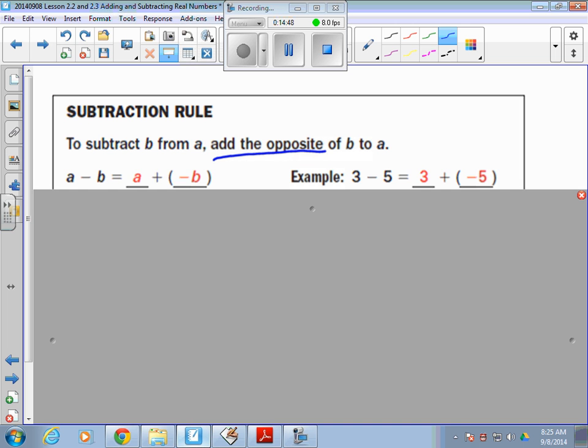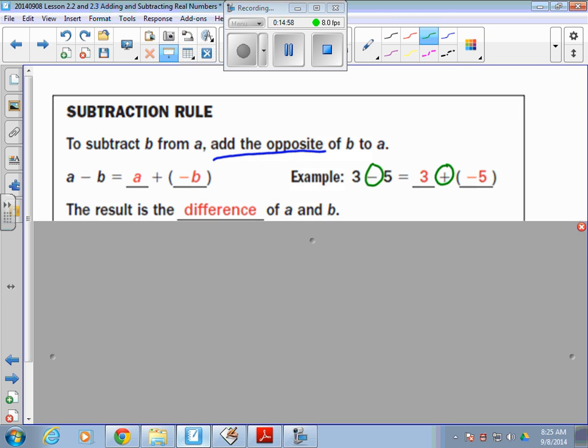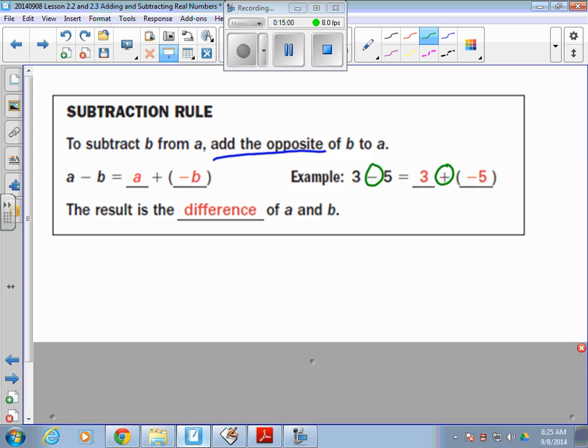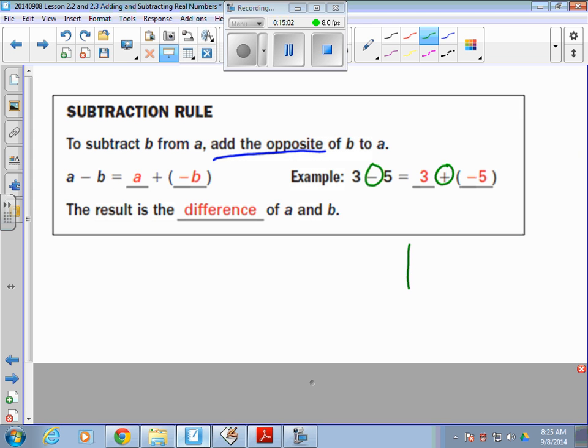Now, all we did was take subtraction and make it into addition, and we're going to follow the same rules. We have opposite signs, so you subtract the absolute values. It's the difference of A and B, so in this case it would be the absolute value of 5 minus the absolute value of 3. The absolute value of 5 is 5, minus the absolute value of 3, which is 3. 5 minus 3 is 2, and you keep the larger sign, so you would have gotten negative 2 in that case.